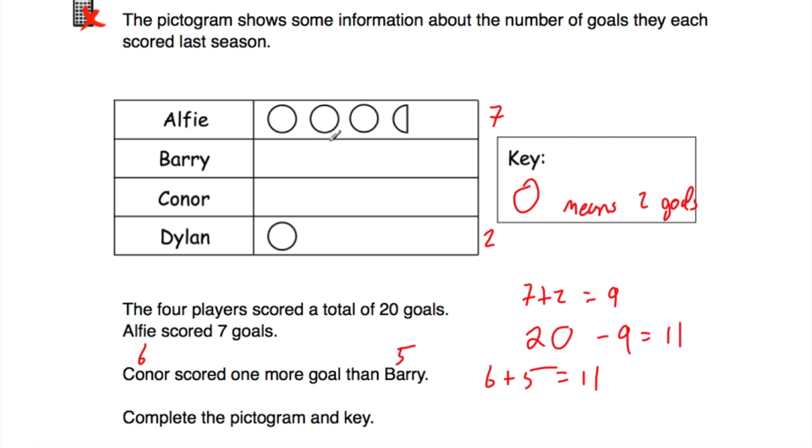So let's then put those on our pictogram. So Connor, he scored 6, so that's going to be 3 circles, 2, 4, 6. And Barry scored 5, so it's going to be 2, 4, and then 1 more goal. Well, that's going to be half a circle for 5. And that's it. So let's just write the 5 and 6 there. And let's just check. 7 plus 5 is equal to 12, plus 6 is 18, plus 2 is 20. And Connor scored 1 more than Barry. So we've completed the pictogram and key.